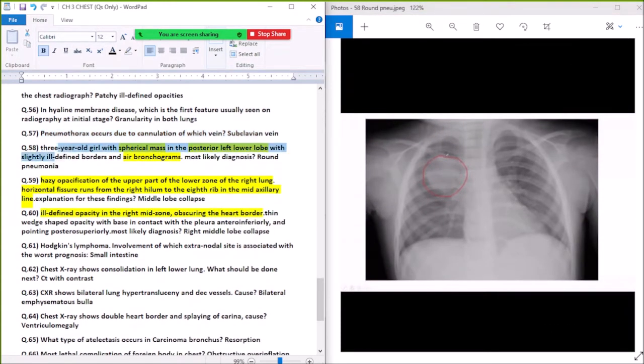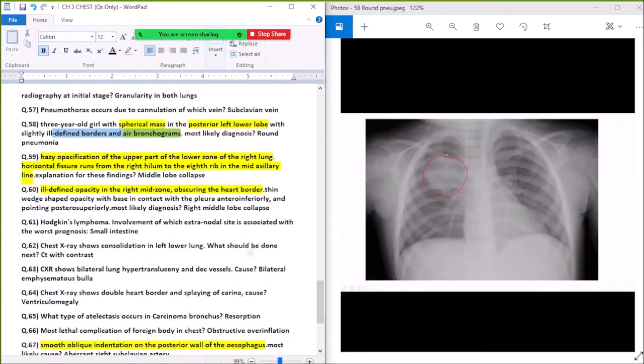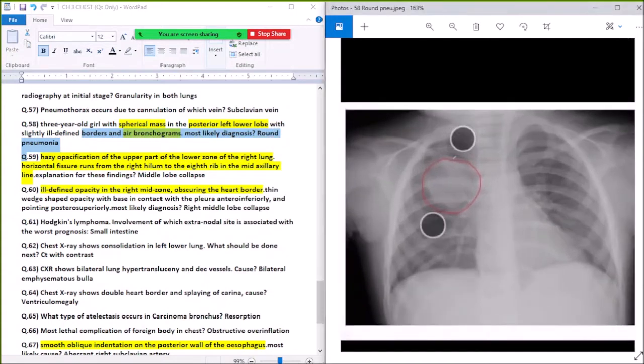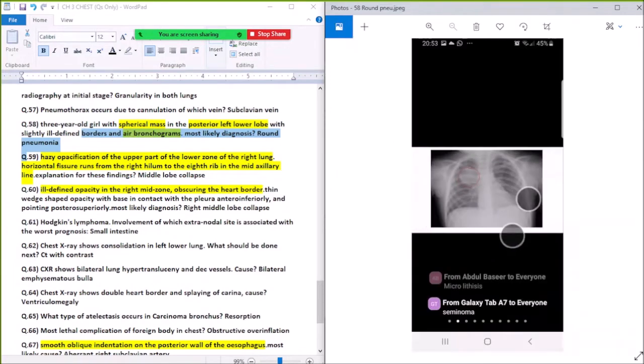57. A 3-year-old girl with a spherical mass in the posterior left lower lobe with a slightly ill-defined border and air bronchogram, most likely diagnosed as pneumonia. Spherical mass, pneumonia.